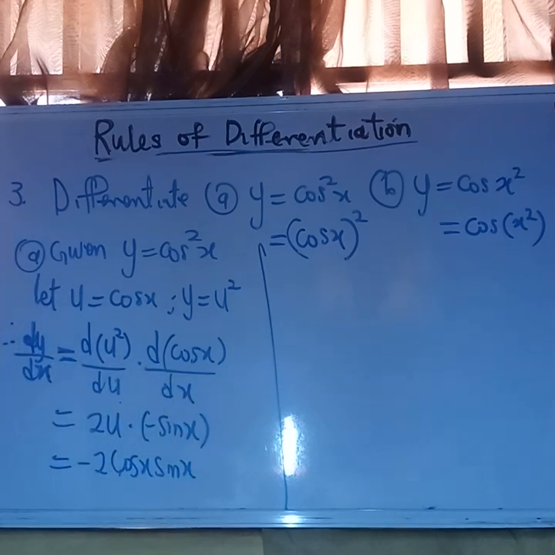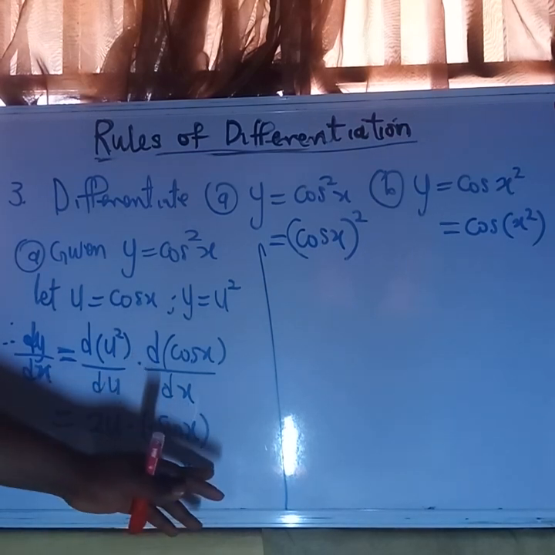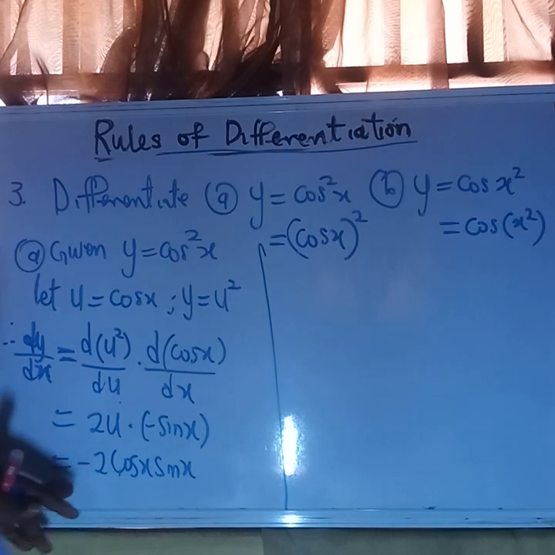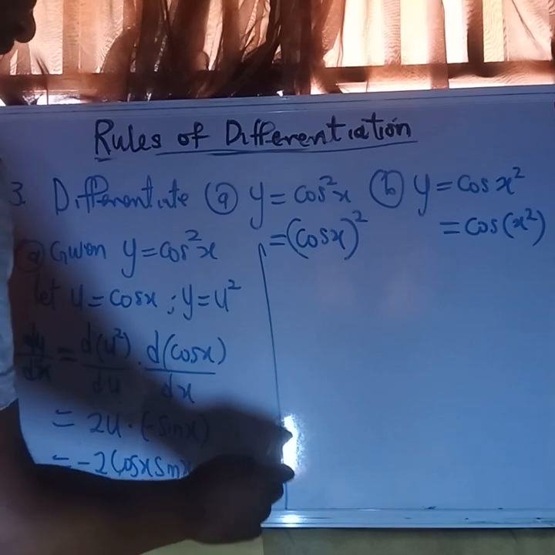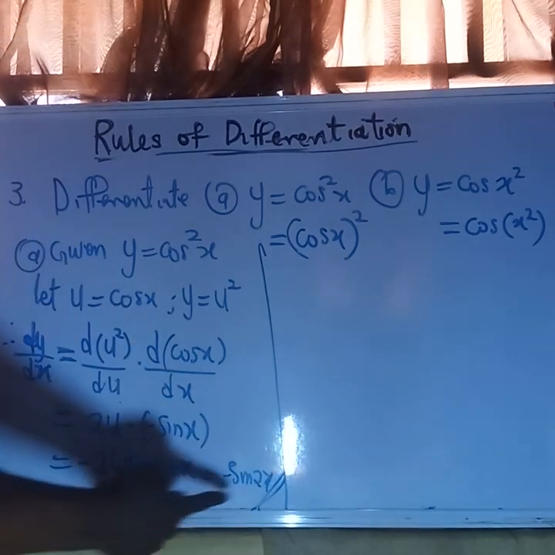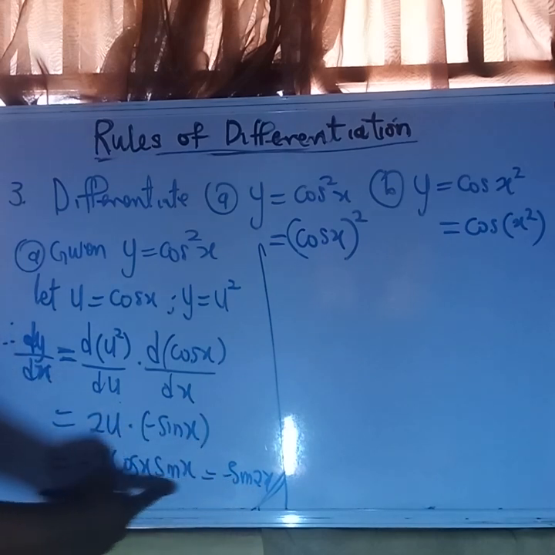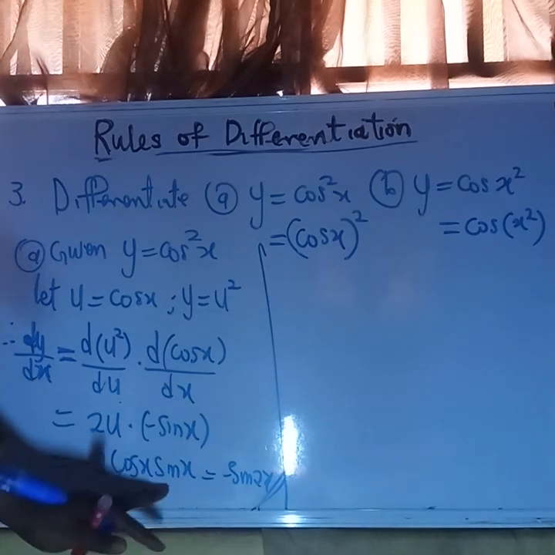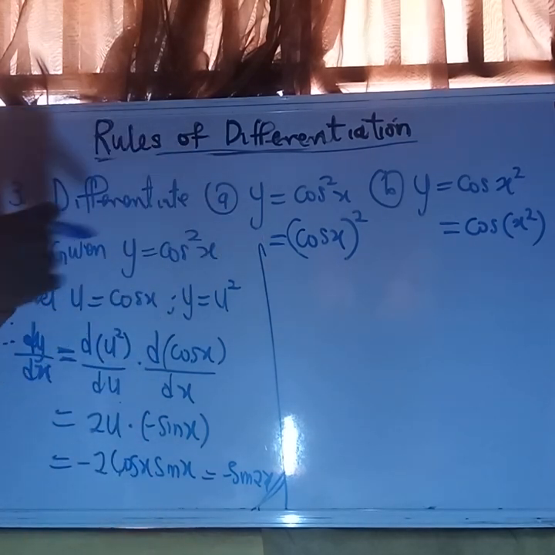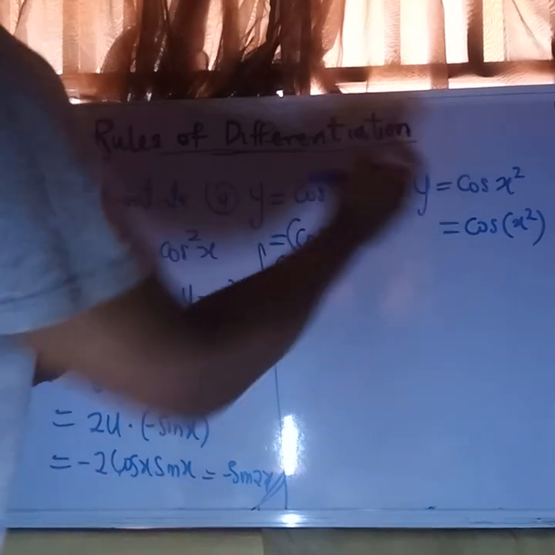Using the trig identity, 2 cos x sin x means sin 2x, and accordingly you can say the slope of this is minus sin 2x. So whether this or this, none of that is incorrect. This is the slope of this function. So let's see from part B what the slope of this function is.